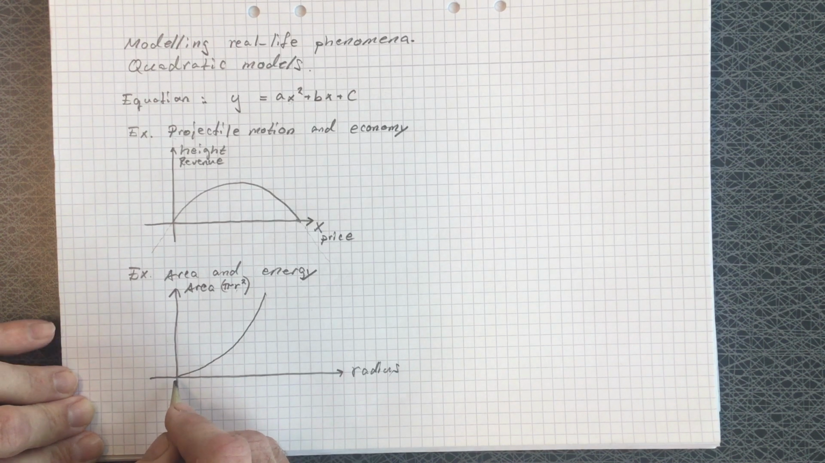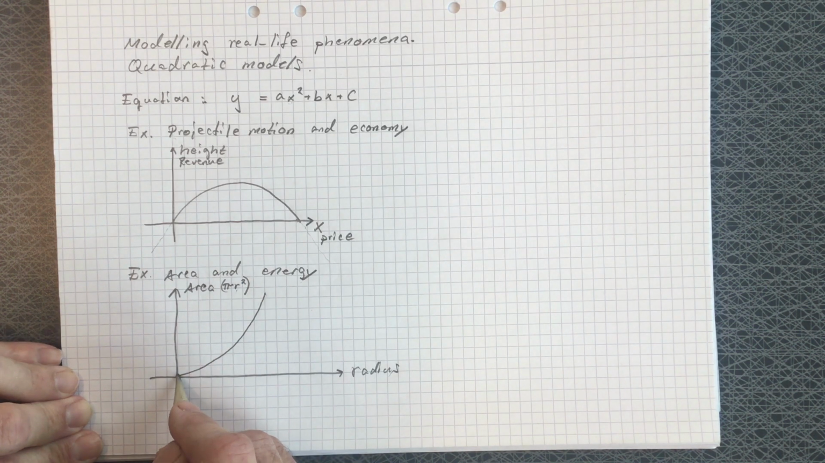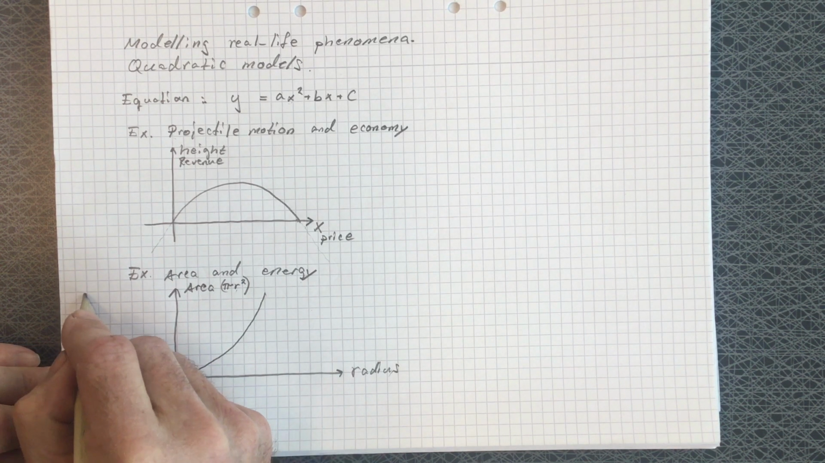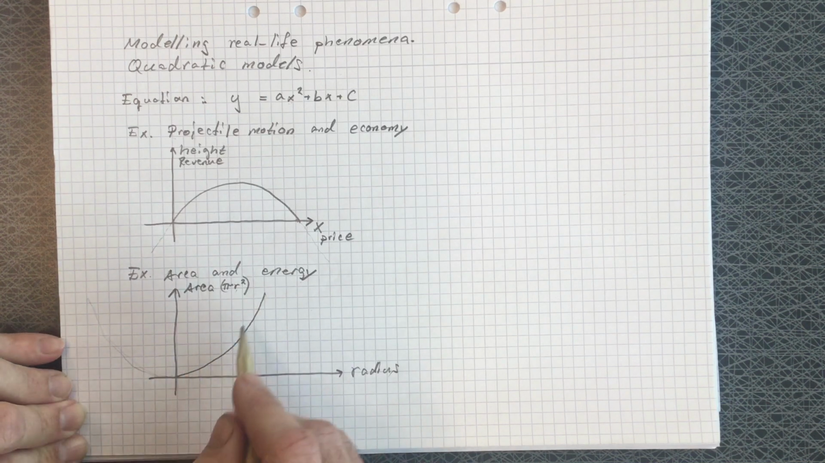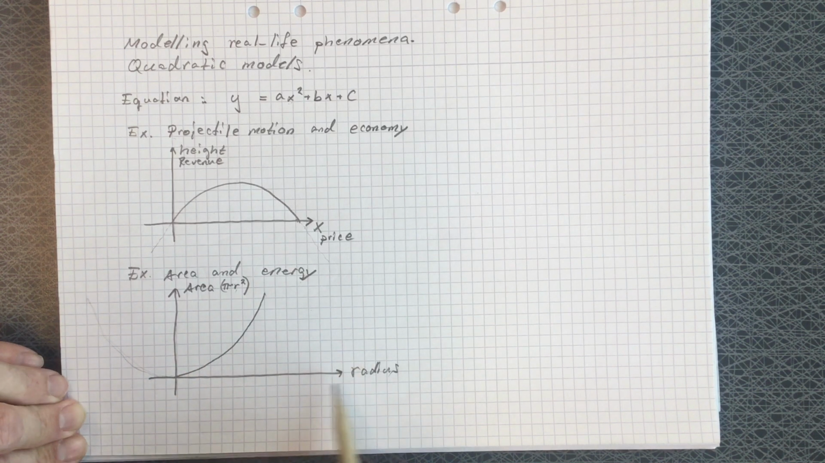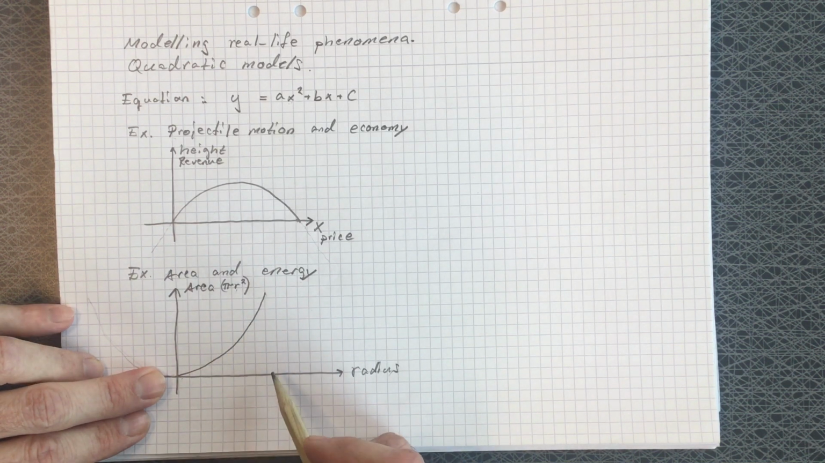Now, if I draw the graph from it, I could draw it for negative values as well, so it goes up like this, like a typical second degree function. But normally, when we talk about area, we're not interested in some negative radius. So therefore, we just look at it like this.